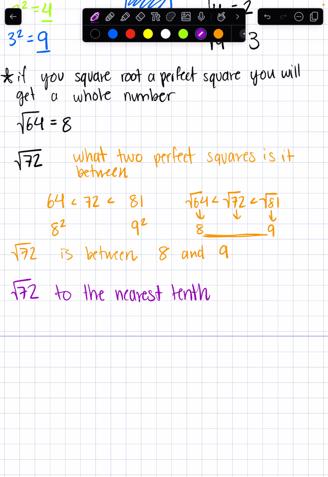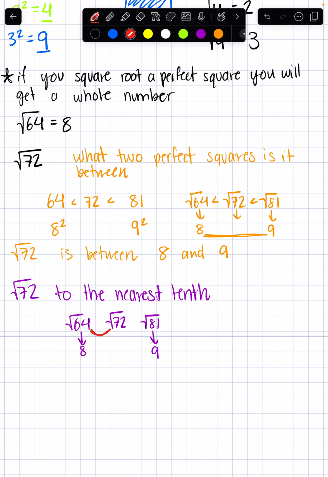Well, the tenths place is one decimal place into a number, so I already know that this is going to be in between 8 and 9, because the square root of 64 is 8, and the square root of 81 is 9, and 72 lies between those two numbers on a number line. But to be more exact with our answer, because we know it's going to be 8 point something, we can look at the difference between 64 and 72.